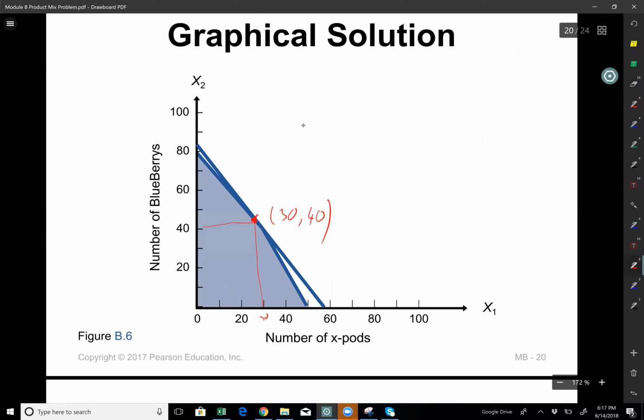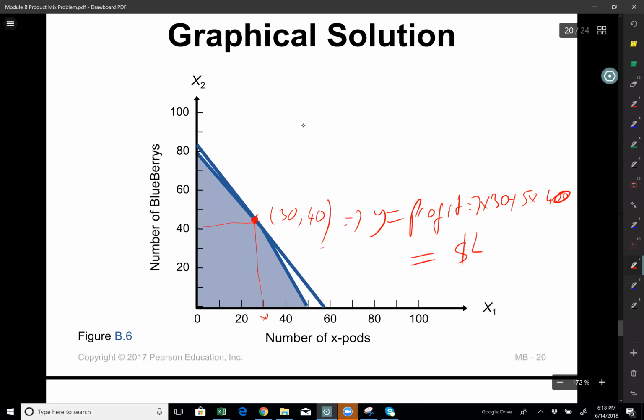This is the best dot. So this dot right here, on my ISO profit line, if I plug this into my profit, which is y equals 7x1, 7 times 30, plus 5x2, which is 5 times 40, that would give me the best solution, which is $410. So the maximum profit that I can get is $410 by producing 30 XPods and 40 blueberries.